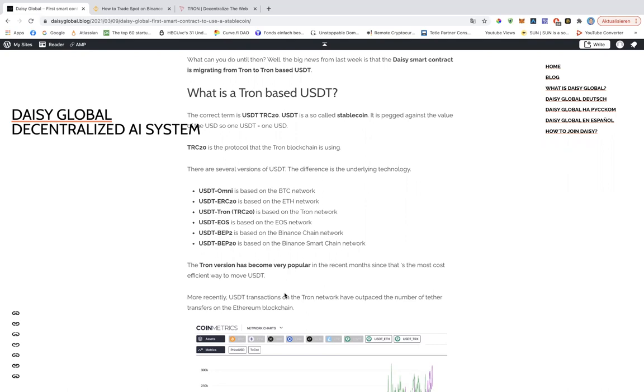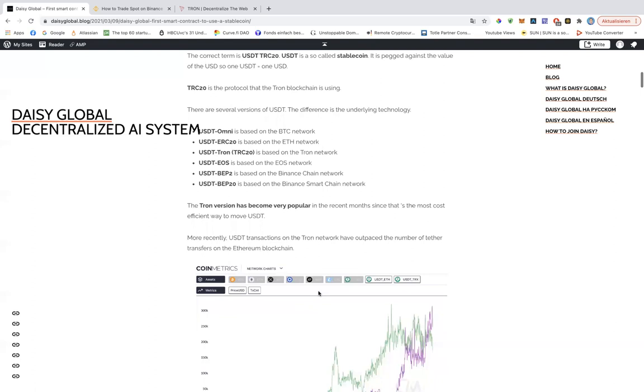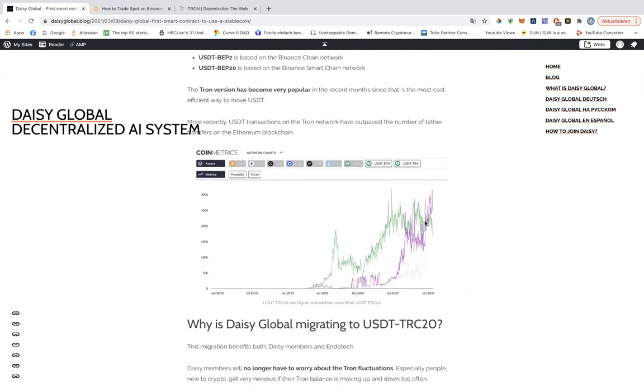And this is probably the most cost-effective way to use USDT. And that's why this version has become very popular. And the number of the Tron network USDT transactions has outpaced the number of USDT transactions on Ethereum. And this is shown in this chart right here. You see the purple line, this is TRC20, and the green line is ERC20. So the Tron-based USDT is becoming more and more popular because it's faster and it's more cost-effective, okay?